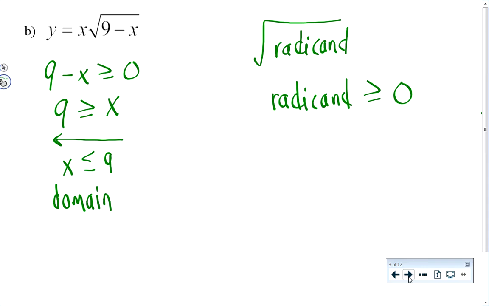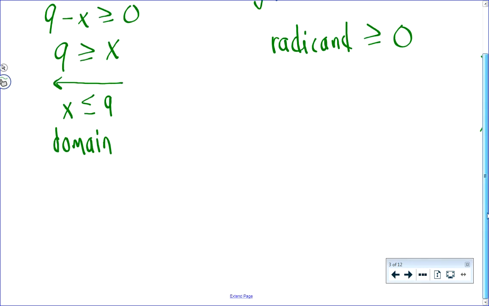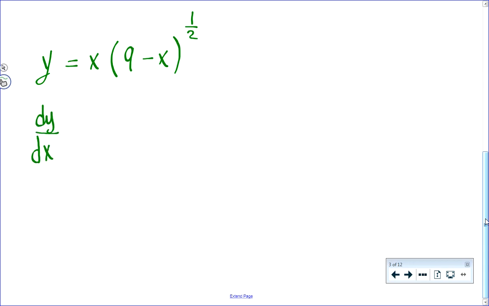And I'm going to rewrite this with an exponent. We have y equals x multiplied by 9 minus x to the half. There is a way that you could put that x in the brackets and avoid the product rule, but I'm not going to do that. I'm going to use the product rule. The derivative of the first is 1 multiplied by the second, plus the first, which is x, multiplied by the derivative of the second.